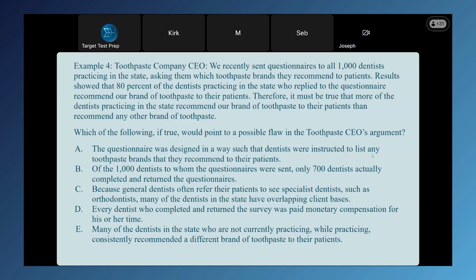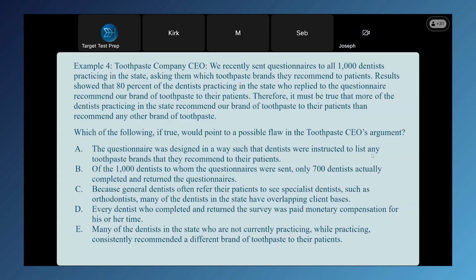C, because general dentists often refer their patients to see specialist dentists, such as orthodontists, many of the dentists in the state have overlapping client bases. It could still be the case that more dentists recommend this brand of toothpaste than other brands, even if they do have overlapping client bases. Like they can both give the same recommendations to the same client and it would still be coming from two different dentists. D, every dentist who completed and returned the survey was paid monetary compensation for his or her time.